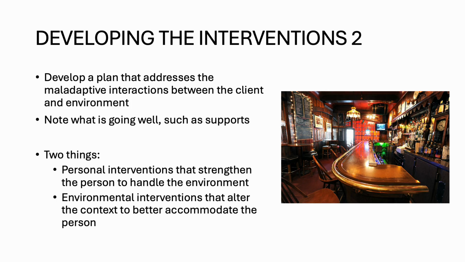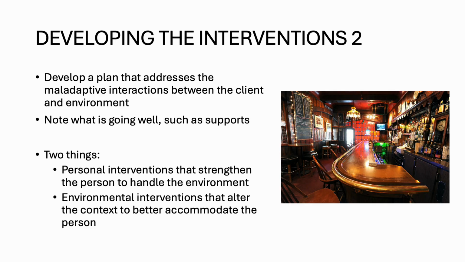Okay. Develop a plan that addresses the maladaptive interactions between the client and the environment. Note what is going well, such as its support. So here, think about, let's say, a person who's trying to stop drinking, trying to become sober, right? So maladaptive interactions might be going to the neighborhood bar. So instead of passing by that neighborhood bar when they go home from work, they go a different route. Okay, there are two things: personal interventions that strengthen the person to handle the environment, and environmental interventions that alter the context to better accommodate the person.